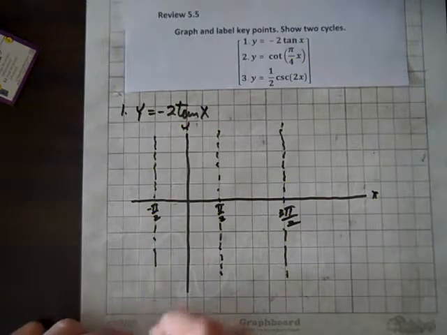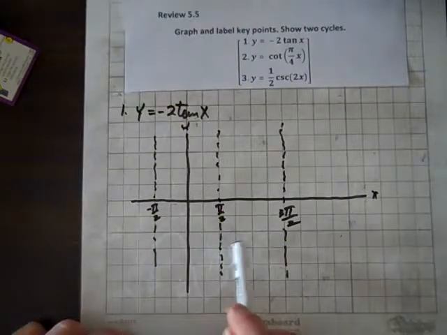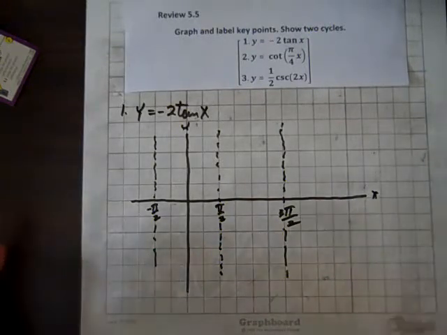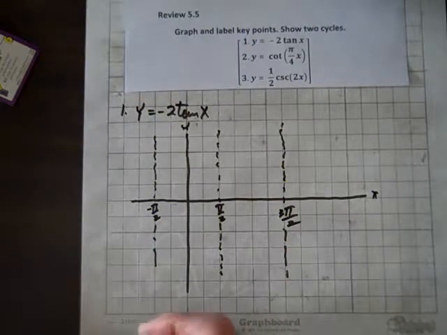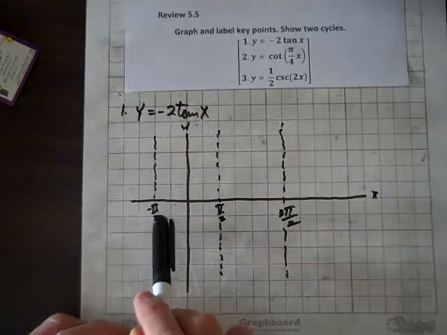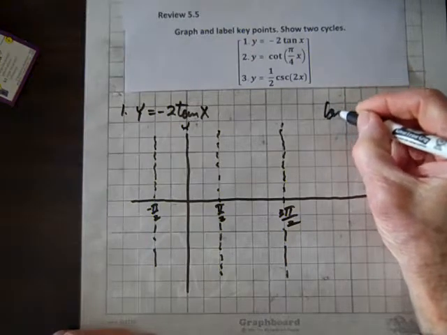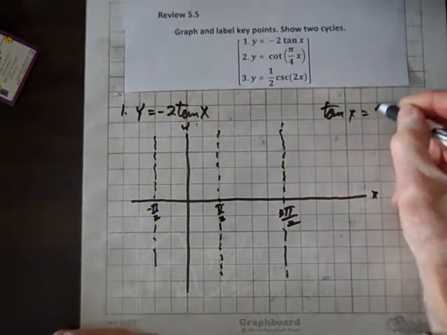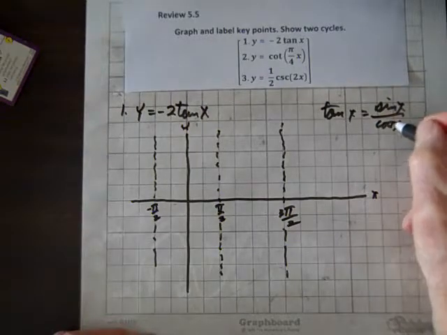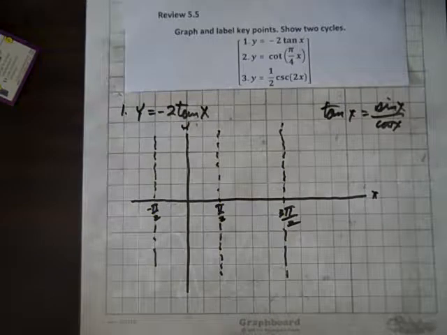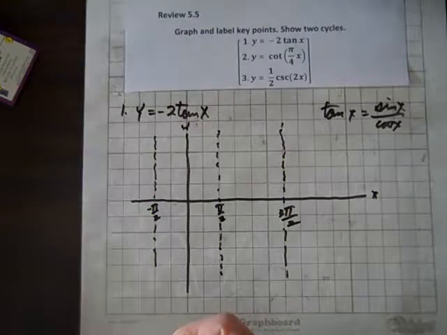The tangent function is undefined for every odd multiple of pi over 2, so negative pi over 2, pi over 2, 3 pi over 2, 5 pi over 2, and so on, because the cosine of those values is 0, and as you know, tan of x equals sine of x divided by cosine of x. So wherever cosine of x is 0, we'd have an undefined situation, so we need a vertical asymptote.